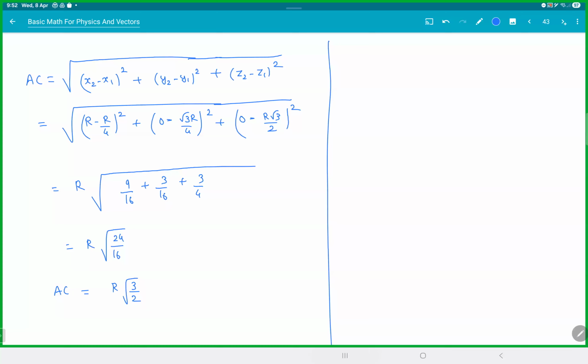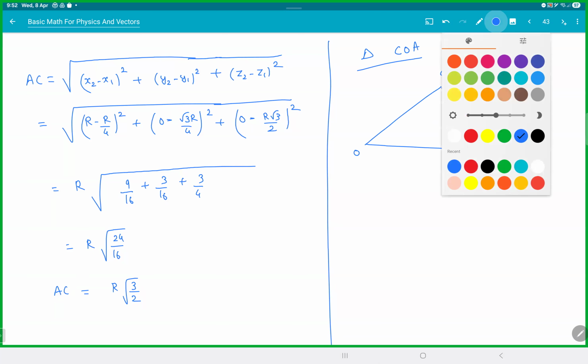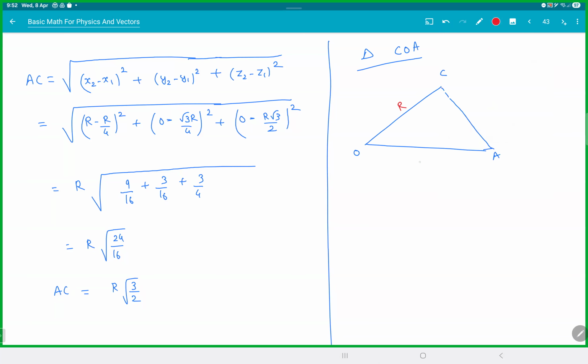Draw the triangle COA. If you draw the triangle, I know it looks something like this. This is O, this is C, this is A. When you join the line, this is R, this is R, this is R into root 3 by 2. And I'm asking you to find this angle. Can't you find this angle? You can use cosine rule. We can use cosine rule. And this is also an isosceles triangle.